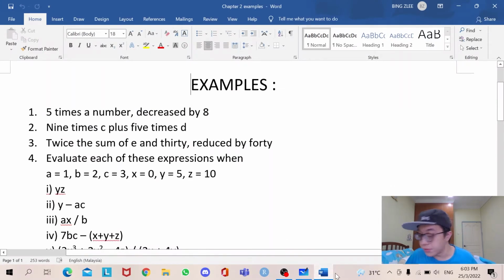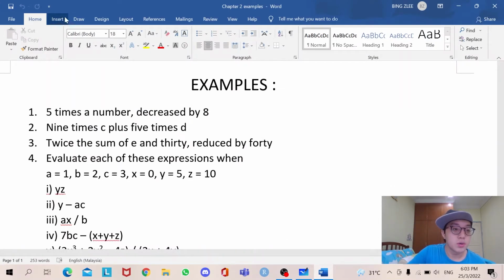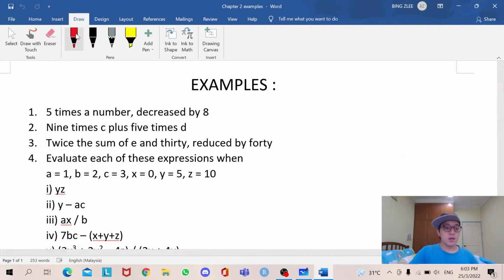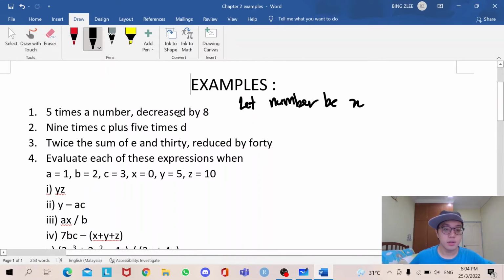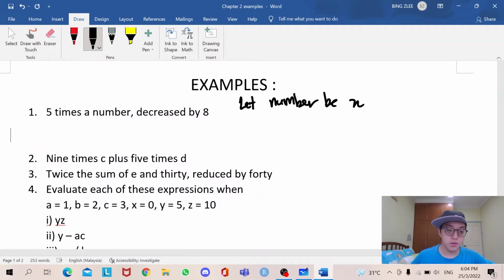There are a total of 8 of them that I'll cover today. So let's see the first one. The first one is from the first part of this video where we are talking about algebra. So you will need to know how to compose, how to create an expression. The question says 5 times a number decreased by 8. So what this means is, let the number be x.